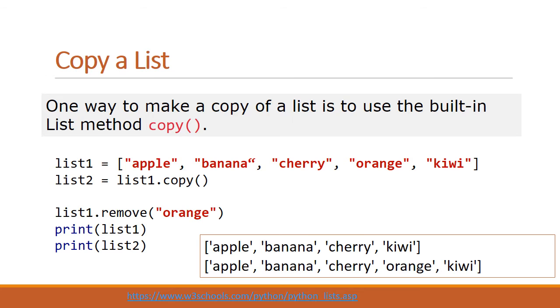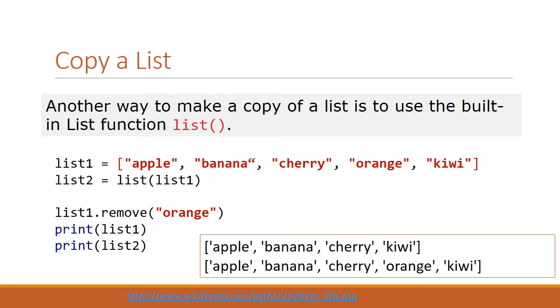So now when we remove an element from list 1, we remove orange, we print out list 1, and it's apple, banana, cherry, kiwi, missing orange, but list 2 is still the copy that we made before the remove method, and it does still contain the element orange. This is referred to as a deep copy.